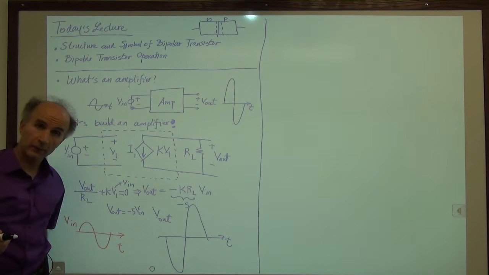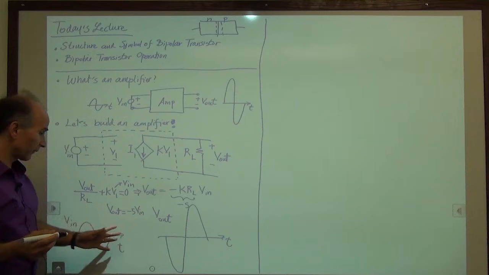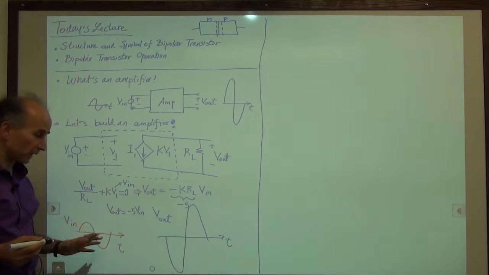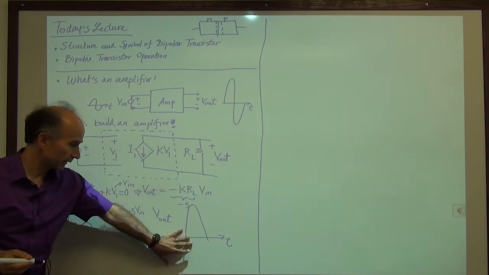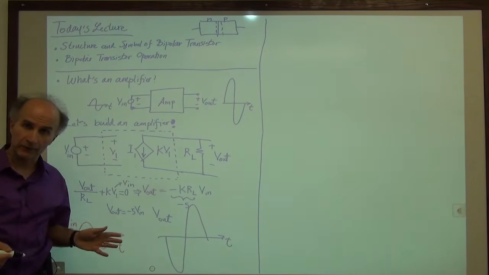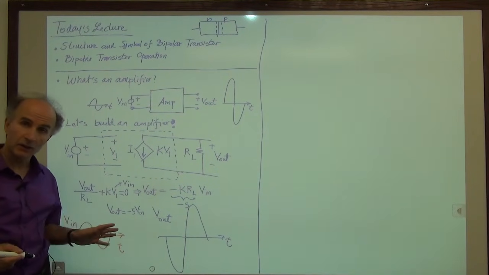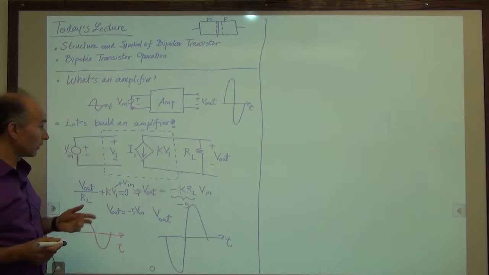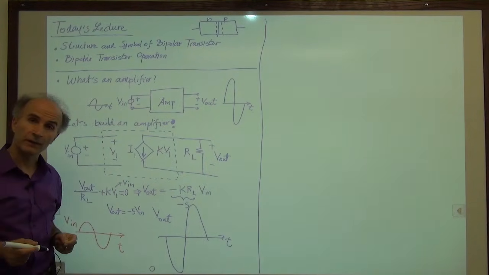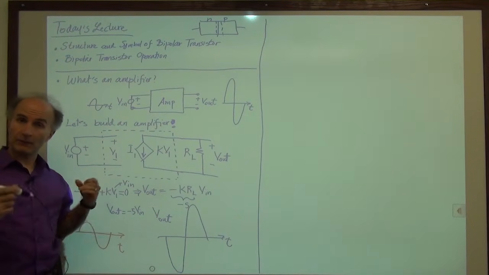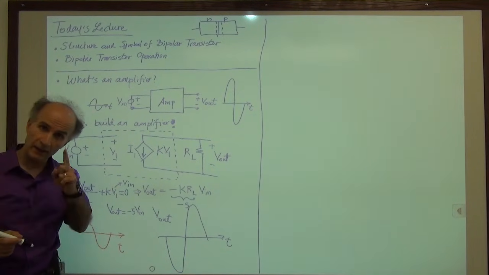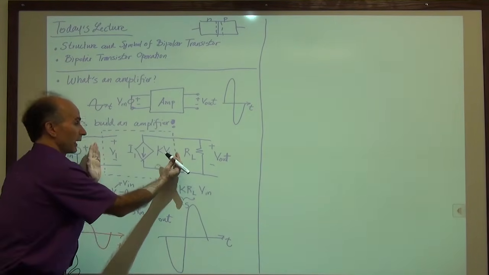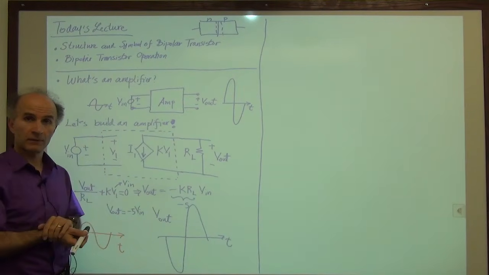Well, for all practical purposes, this is an amplified version of this. The fact that it has a negative sign here, the fact that it's flipped, hardly matters. In almost any application, we can live with this negative sign. It doesn't bother us. So this circuit is indeed an amplifier. So we can build an amplifier like that. The only thing is that we have to buy a voltage-dependent current source.